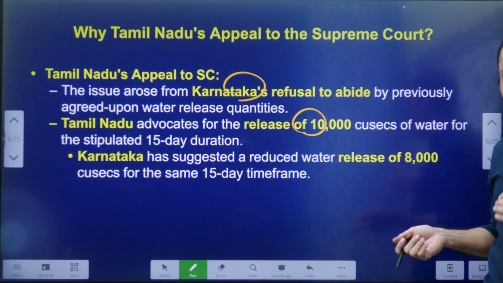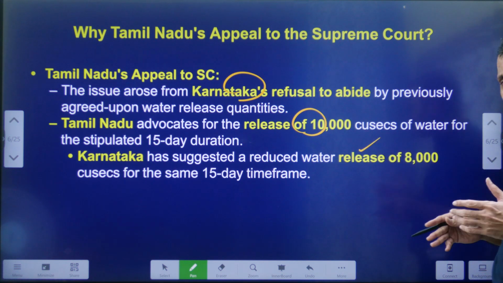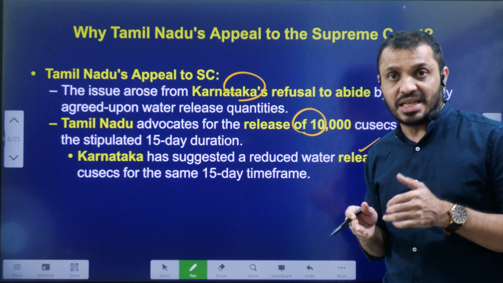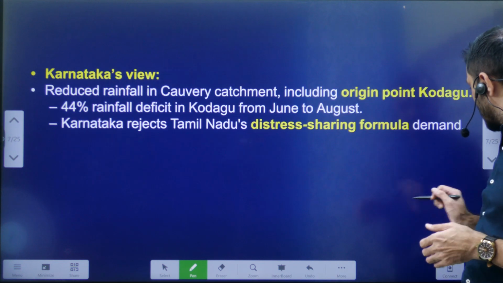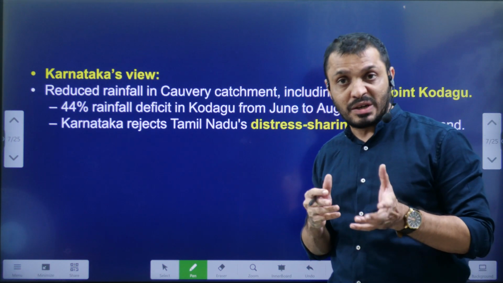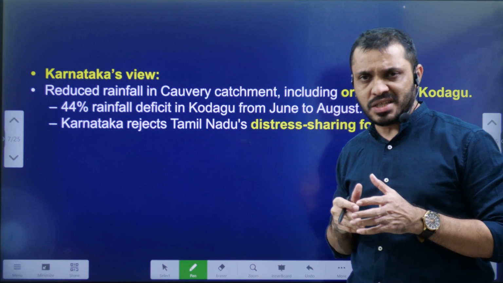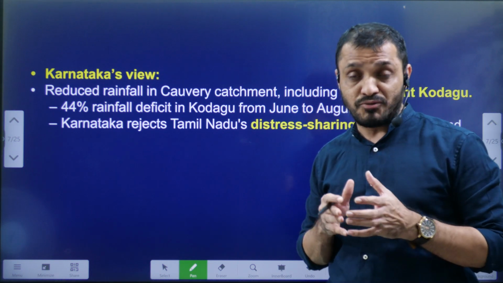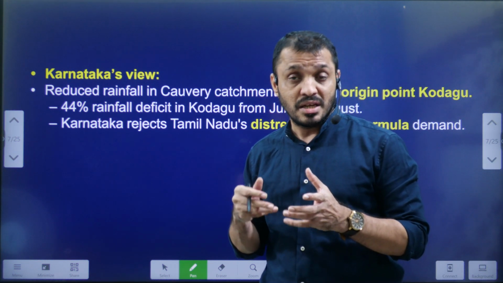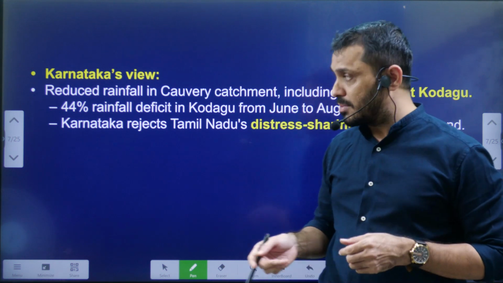Karnataka is saying that they can release only 8,000 cusecs. Then what is the explanation from the Karnataka side? Let us see why Karnataka is unable to release that much water. Karnataka is saying that obviously this time we have less rainfall, so we are unable to release the water that Tamil Nadu is demanding.